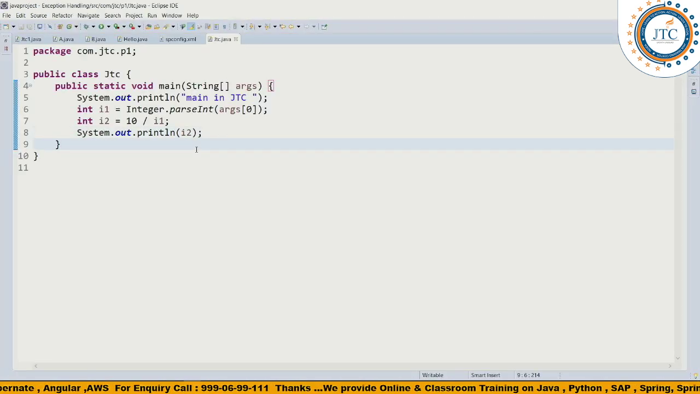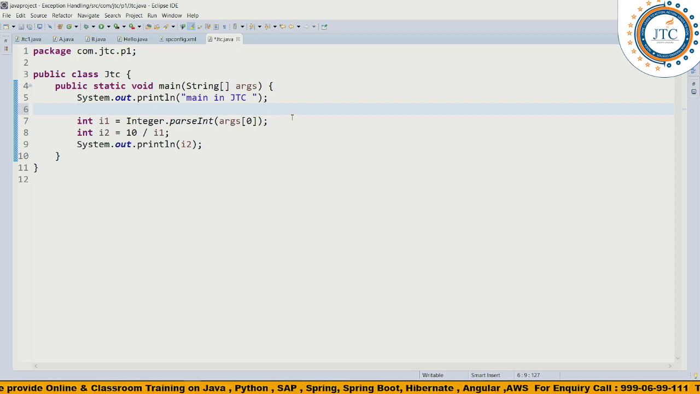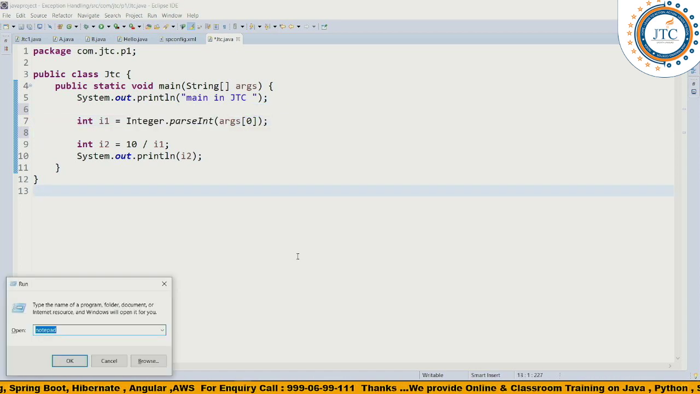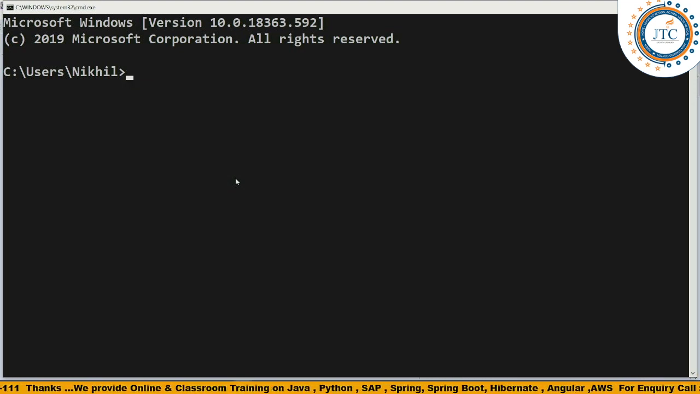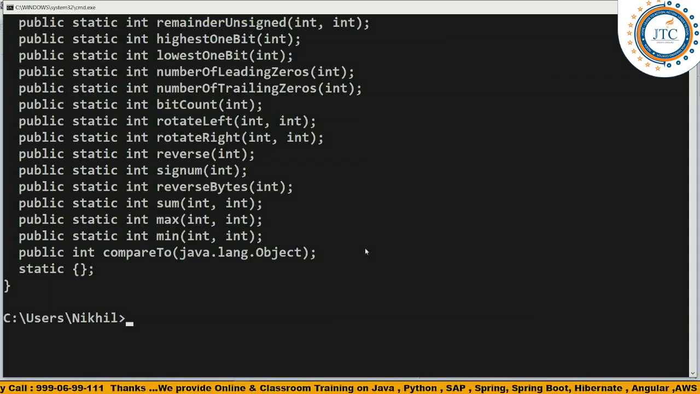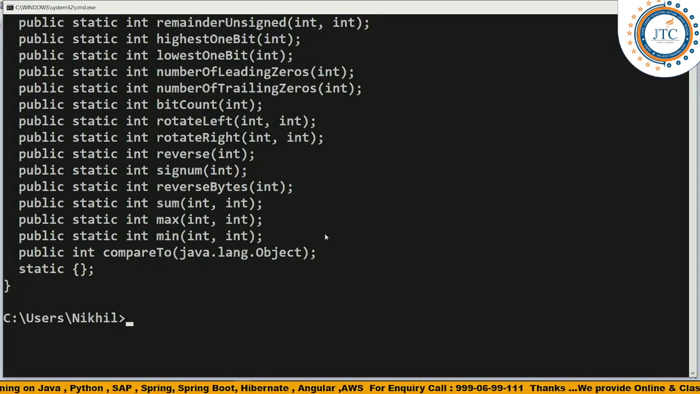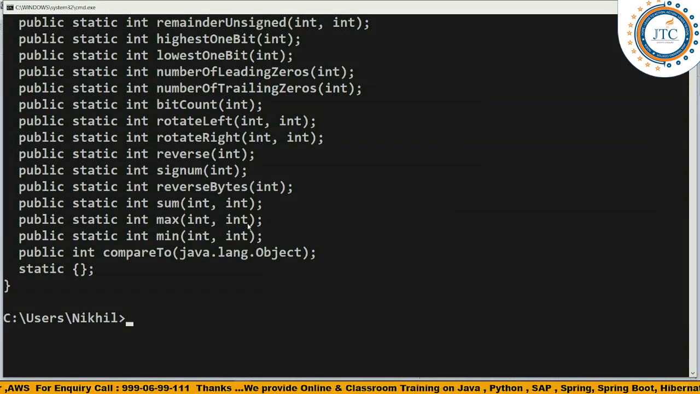Okay, so let's see here now. If we have written this line, and if it is a built-in thing you are writing, I'll do one thing. I'm opening the command prompt and writing java.lang, which is Integer. In this Integer class we have some methods, such as the parseInt method. We are going to look into where the parseInt method is available, the Integer.parseInt method.